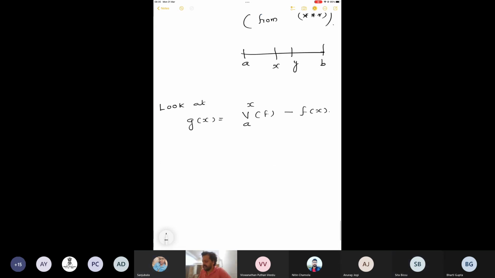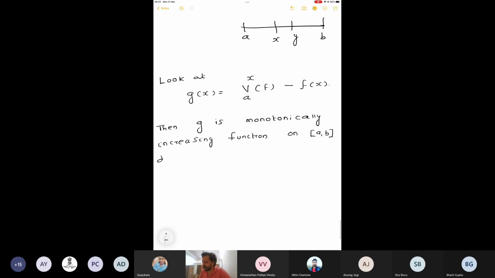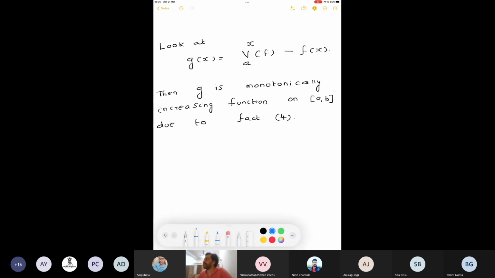Yes, sir. Then G is an increasing function. By increasing, I mean non-decreasing, monotonically increasing function on AB. How can you infer that it is monotonically increasing? Due to fact 4, previous fact. Okay. So we have observed a few things about total variation of f over the interval a to some arbitrary point x. 4 facts we have observed.